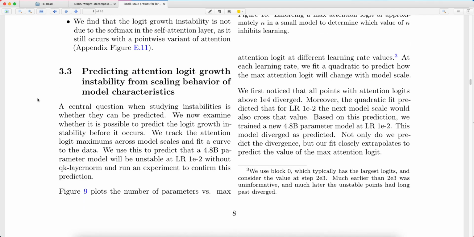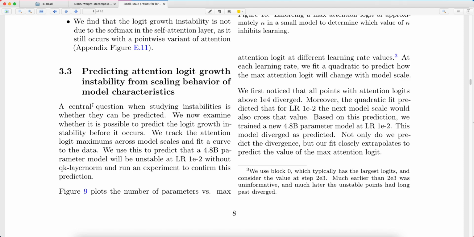Okay, so that laid out the two instabilities and how they mitigate them. qk-layernorm and z-loss was how they mitigate it, and then weight decay also helps. That's kind of my main takeaways. Now it's about predicting attention logit growth instability from scaling behavior of model characteristics. A central question when studying instabilities is whether they can be predicted.